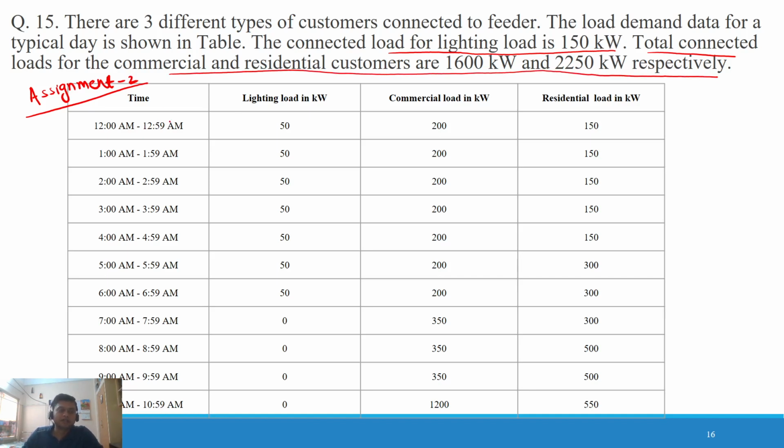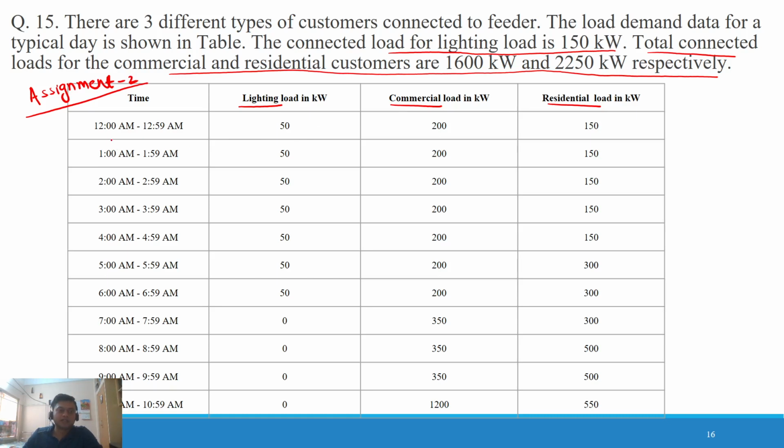So here in this table we can see that there are three different classes of customers, three different types of loads connected to a feeder: lighting load, commercial load, and residential load. And for each hour, how much power demand is occurring through different types of loads is given in this table.